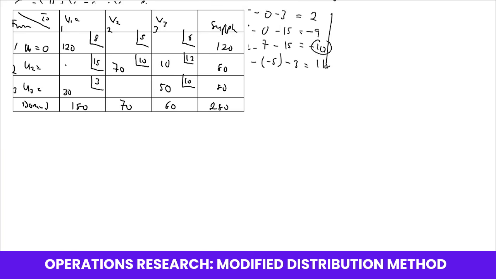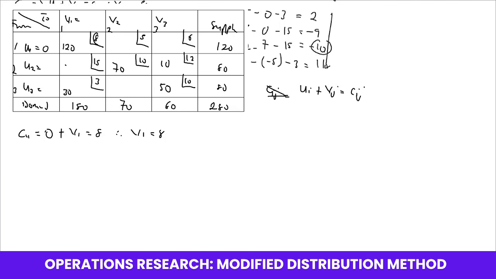All right, so let's go ahead and calculate for our new V and U values. Let's start with C11. We have our U1 value to be 0. You already know the expression: Ui plus Vj is equal to Cij. Our U1 value here is 0. So 0 plus our V1 value, we don't know. So V1 is equal to our Cij value here, 8. So therefore, V1 is equal to 8.